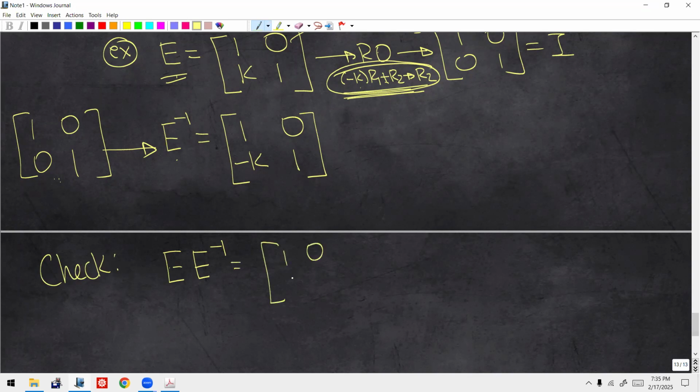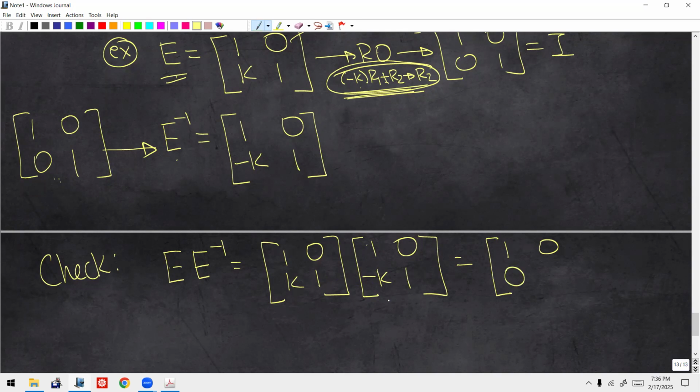So E is 1, 0, K, 1, and E inverse is 1, 0, negative K, 1. Remember, this should give us I if they're inverses of each other. Row times column: 1 times 1 is 1, 0 times negative K is 0. Row times column: 1 times 0 is 0, 0 times 1 is 0. Then 1 times K is K, and 1 times negative K is negative K, and K minus K is 0. Row times column, we get 1. So we get the identity, which tells me that these are inverses of each other. That's important.